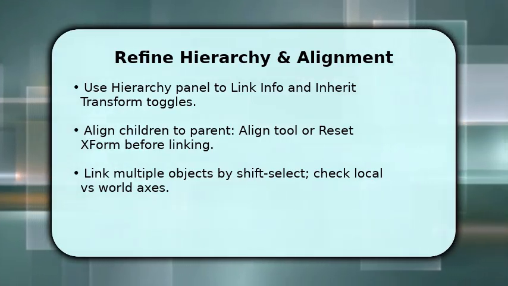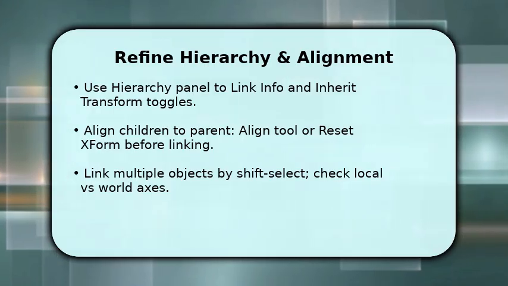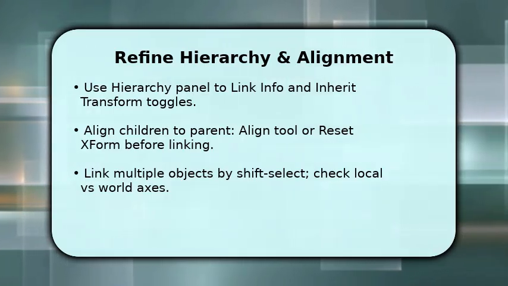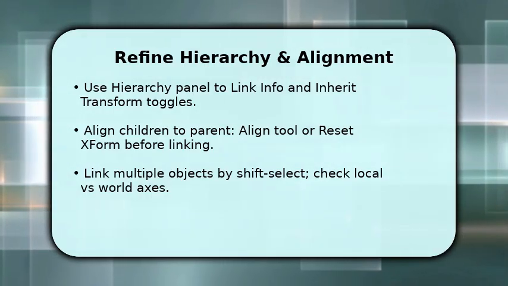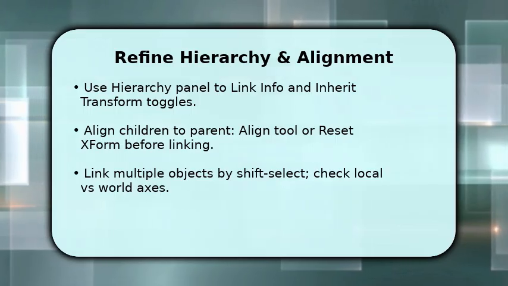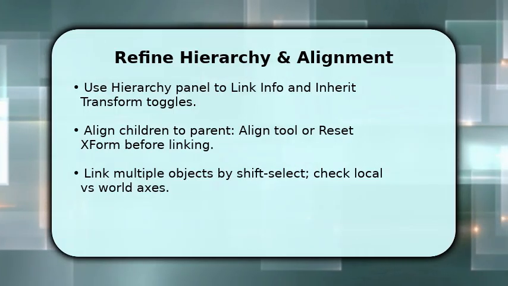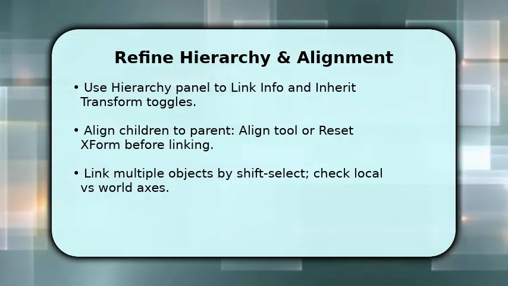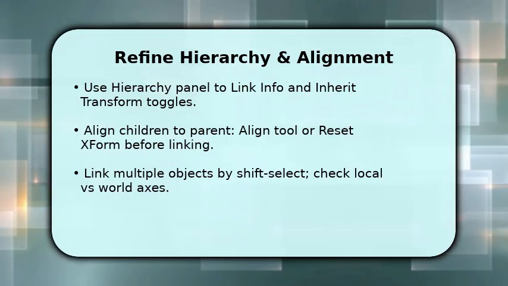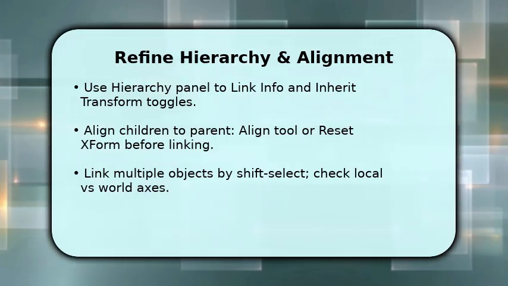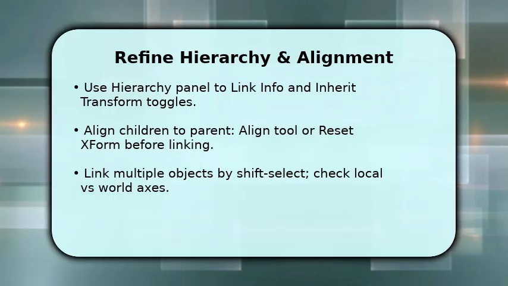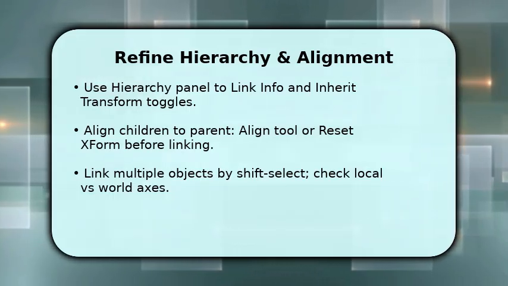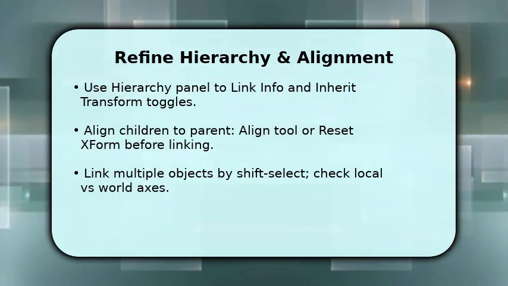Use the hierarchy panel to toggle inherit transform or adjust link info. That controls whether children follow rotation, scale, or position. Make sure children are aligned to the parent with the Align tool or a Reset X form before linking to avoid offset issues. You can shift-select several objects to link them in one action and confirm whether you need local versus world axes to preserve correct rotations and scaling.